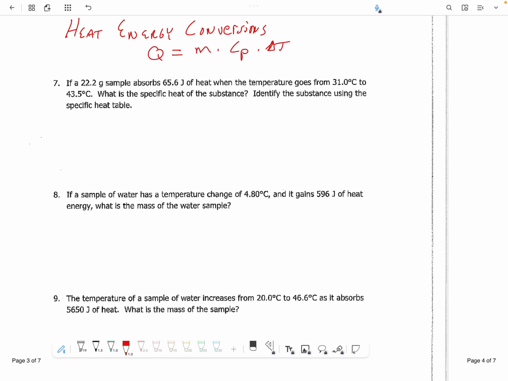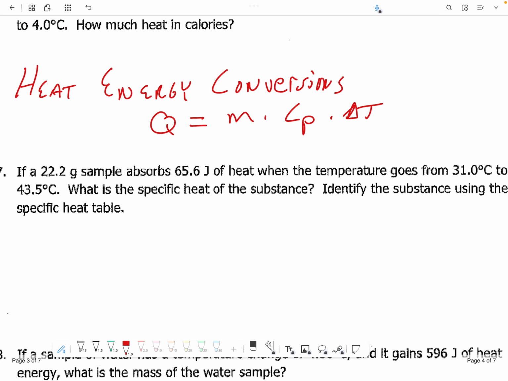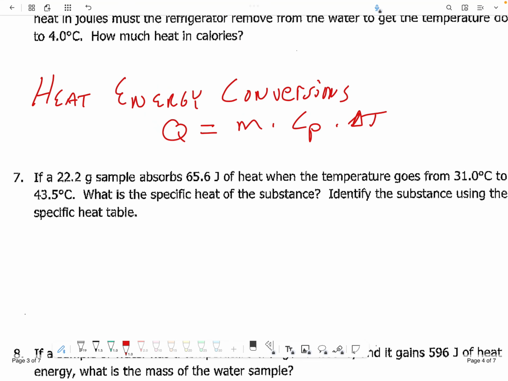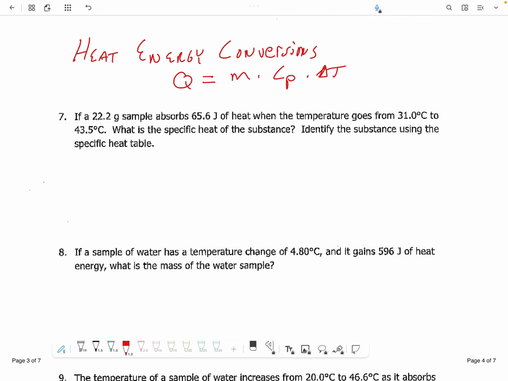Okay, everybody, these are heat energy conversion problems. You see our equation that we have been using for a few days. Q equals M times specific heat times change in temperature, and the M stands for mass. Q stands for heat. So let's solve one.